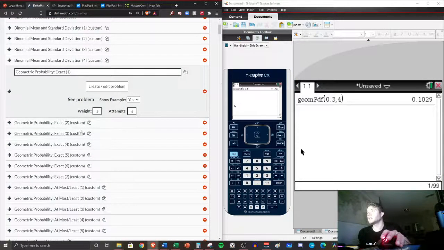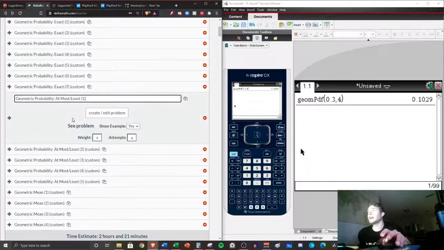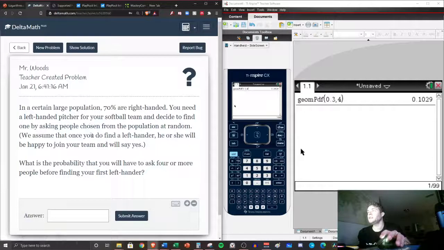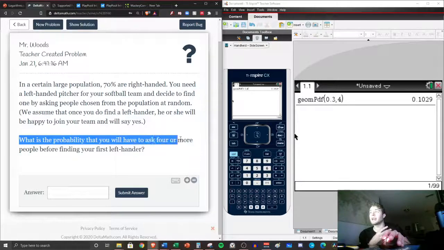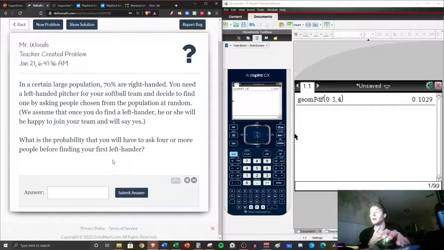Let's go back and look at the at most, at least scenarios for this. We have a very similar situation here. It's actually the same scenario, and we have left-hander. We want our first left-hander, but it gives us the probability for a right-hander. But what makes this one different is that it's saying what is the probability that you'll have to ask 4 or more people before finding.